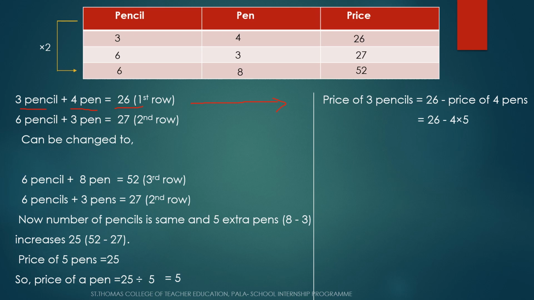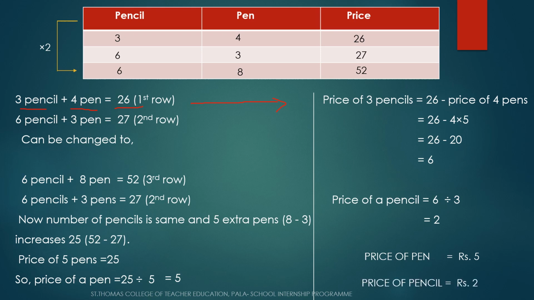What is the next step? 26 minus 20. Then what is the next step? The difference is 6. So we got the price of 3 pencils as 6. Then what will be the price of 1 pencil? Yes, it will be 6 divided by 3, and the value is 2. So we got the price of a pen as 5 from the earlier calculation, and now we got the price of a pencil as 2 rupees.